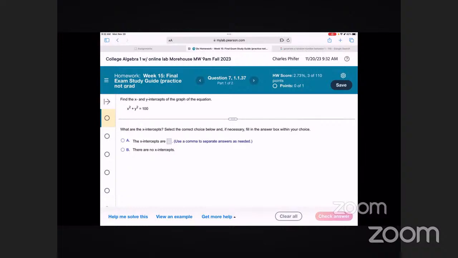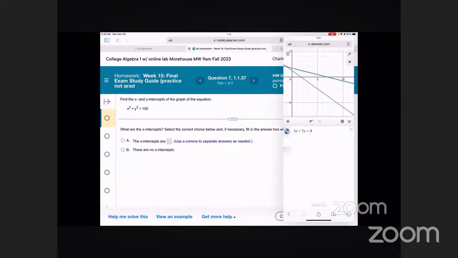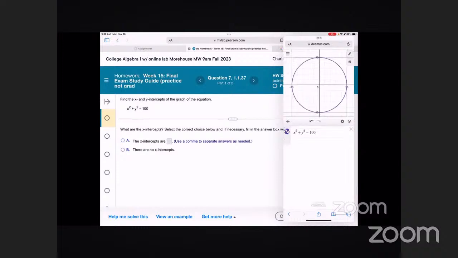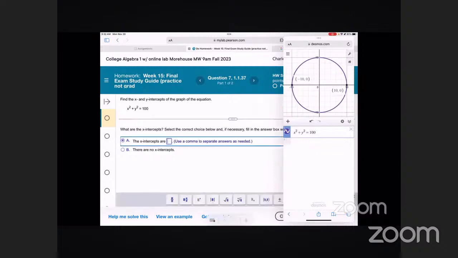Okay, so let's just use GeoGebra. Decimals, since we can, right? Why not? X to the power of 2 plus y to the power of 2 equals, I'm just keeping it 100, all right? X and y intercepts, right? So let's zoom out so we can see these guys. And we're going to click the x-intercepts. Looks like it's plus or minus 10. Use the commas to separate as needed. So I think you can just do plus or minus 10 like that.